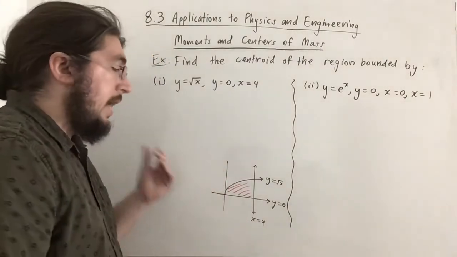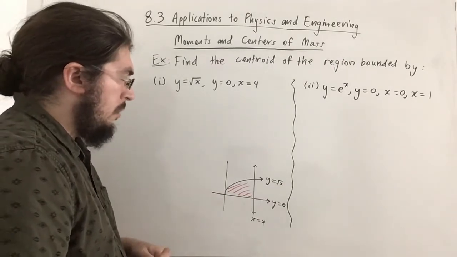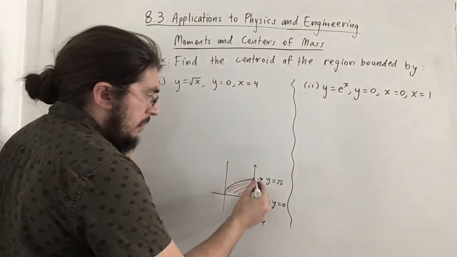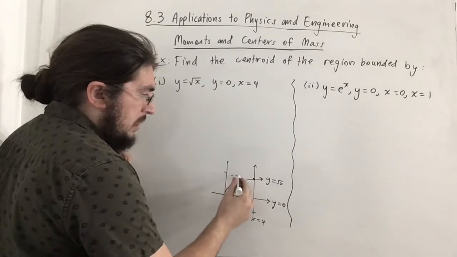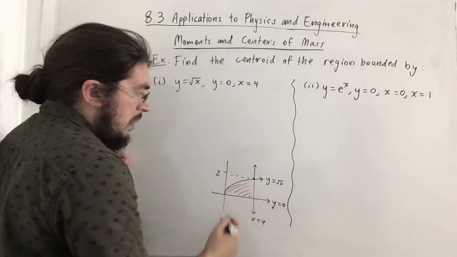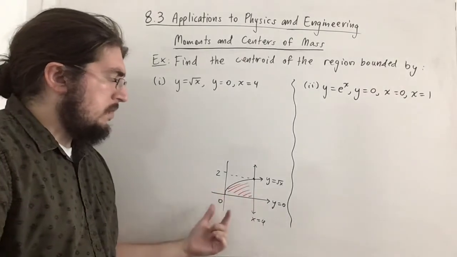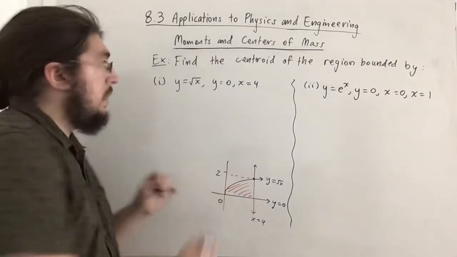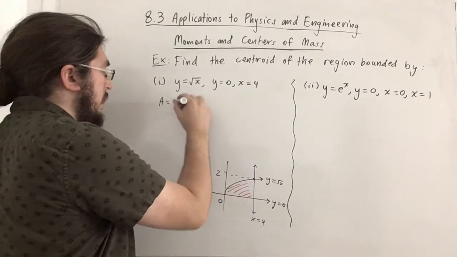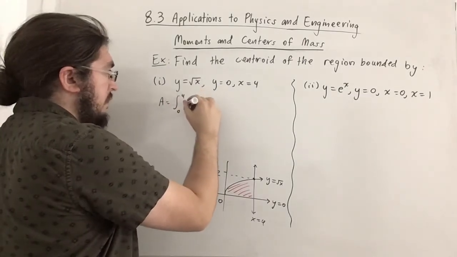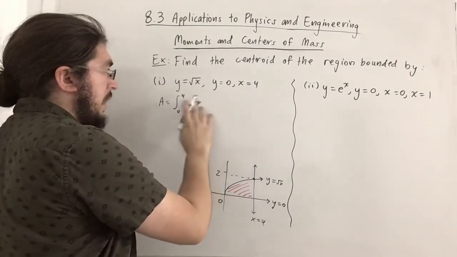There we go. So first we want to find the area of this shape, and then we'll use the formula to find x bar and y bar. Now, something I want to say is that notice that here, the y value is actually the square root of 4, which is 2. I don't think we really need that though. Really notice the area under the curve from 0 to 4 of this radical is just given by this integral here: the integral from 0 to 4 of the square root of x, which is x to the 1/2.